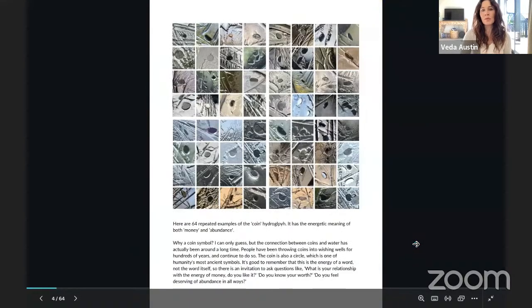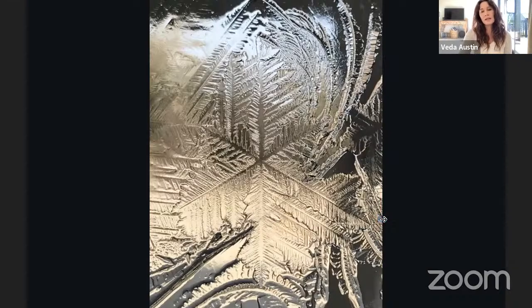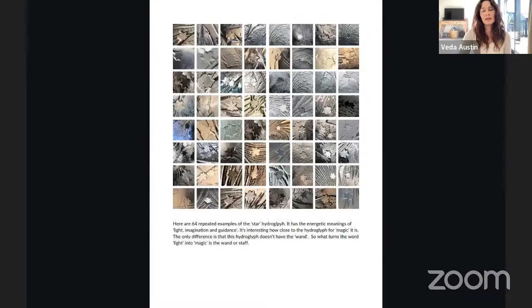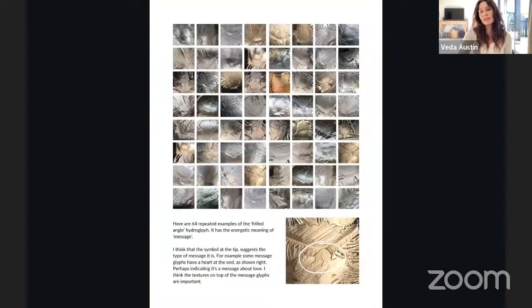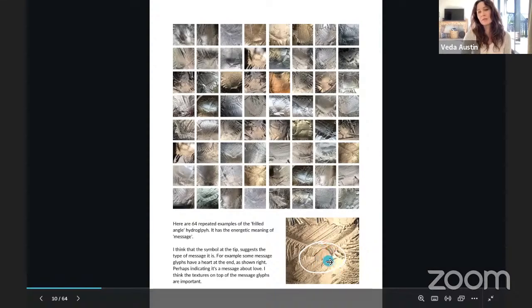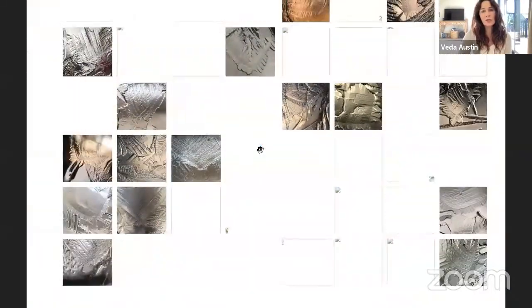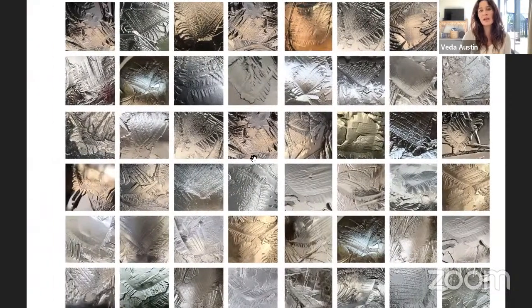Okay, so just to give an example, this is what we would call a hydroglyph. There are 64 examples here, and each one has a meaning. And what we're seeing here are examples of them. This is the message glyph. It means message. But when we see at the ends, some of them have hearts and some of them don't. When they have hearts, we know that they are loving messages. So let's just zoom in so we know what we're seeing is not random. We can see there are very clear, very much the same symbols that we're seeing across the world.